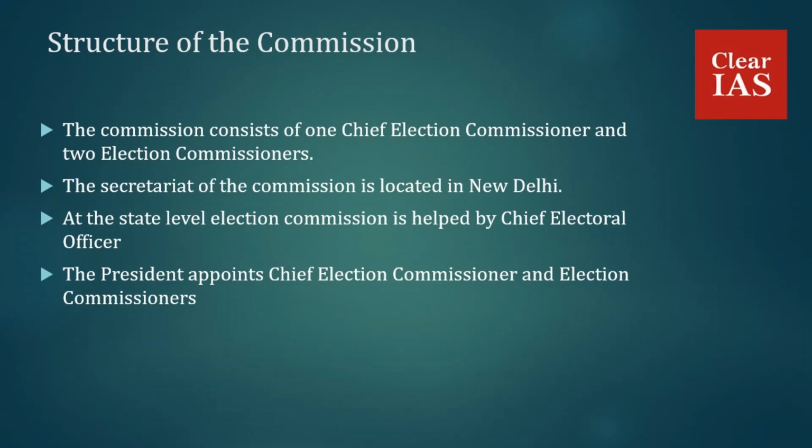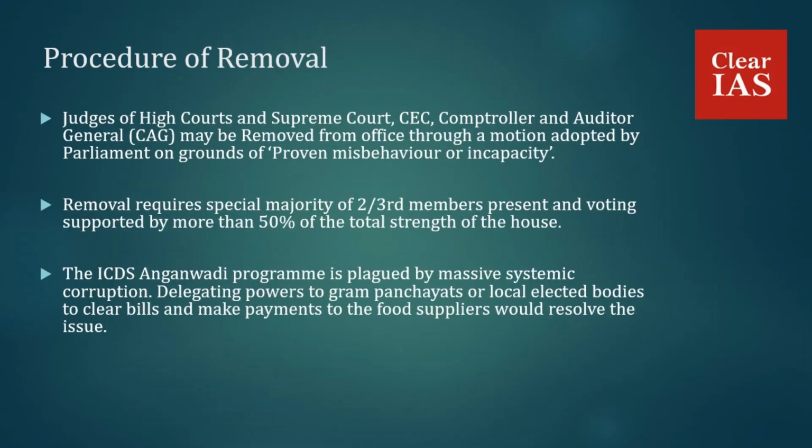Now we'll discuss the procedure for removing an election commissioner from office. Judges of High Courts and the Supreme Court, the Chief Election Commissioner and also the CAG may be removed from office through a motion adopted by Parliament on the grounds of proven misbehavior or incapacity. This removal requires a special majority of 2/3 of members present and voting, supported by more than 50% of the total strength of the House. The Constitution does not use the word impeachment for the removal of judges, CAG and Chief Election Commissioner. The term impeachment is only used for removing the President, which requires a special majority of 2/3 members of the total strength of both houses.